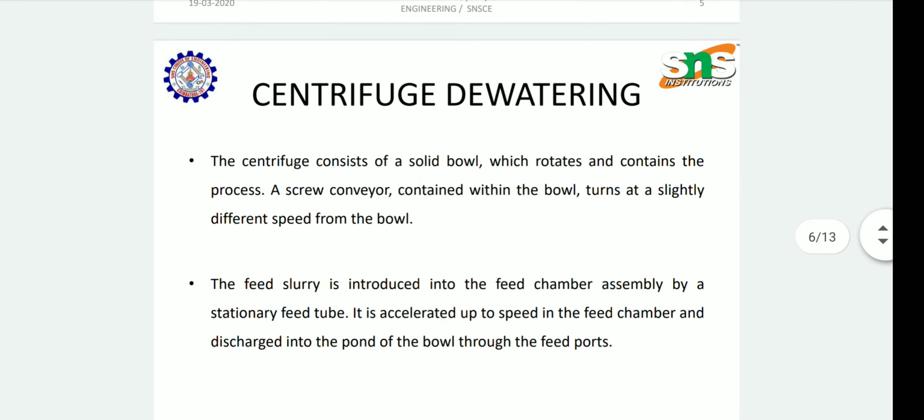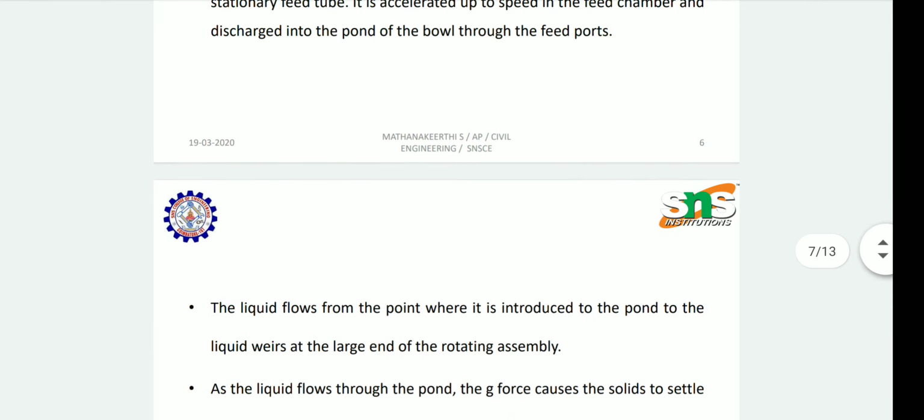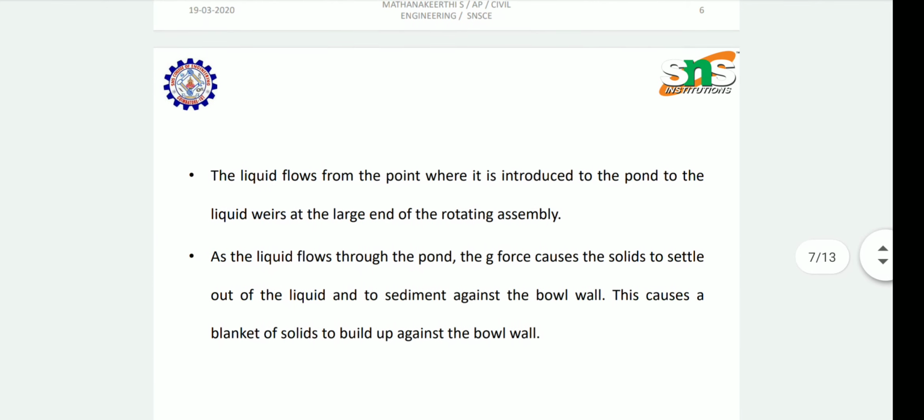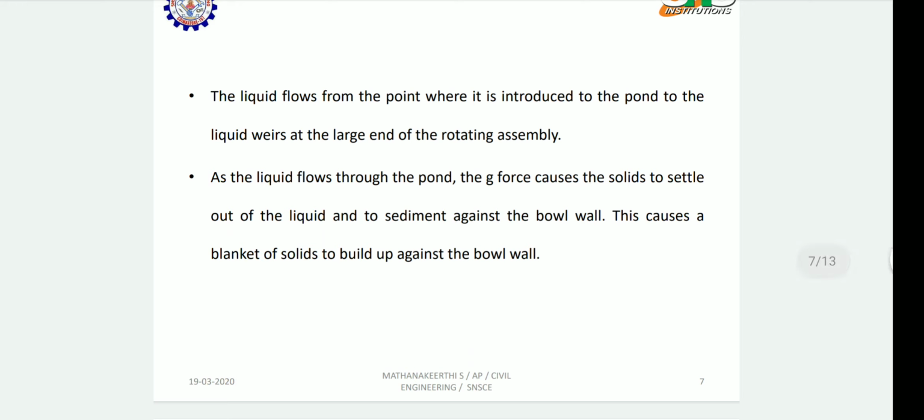Then coming to the centrifuge dewatering, it consists of a solid bowl which rotates and contains the process. The screw conveyor, contained within the bowl, turns at a slightly different speed from the bowl. Then the feed slurry is introduced into the feed chamber assembly by a stationary feed tube. The liquid flows from the point where it is introduced to the liquid weir at the larger end of the rotating assembly. As the liquid flows through, the gravity force causes the solids to settle out of the liquid and sediment against the bowl wall. This causes a blanket of solids to build up against the bowl wall.